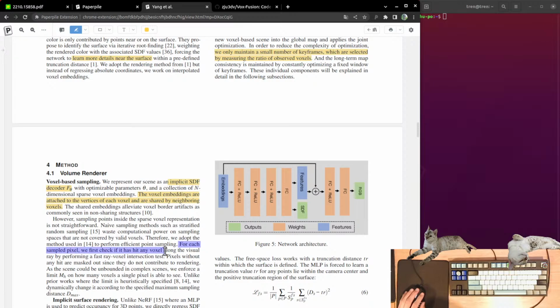For each sampled pixel, whenever you take an estimated camera position and project a ray from that and it crosses the camera plane, that in a sense tells you what the pixel should be. What they do first is check if it has hit any voxel along the visual ray by performing a fast ray voxel intersection test.